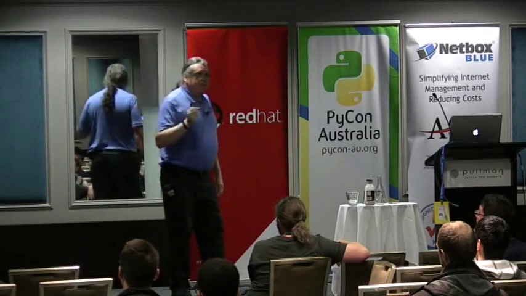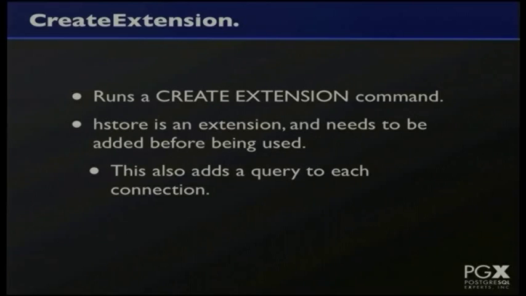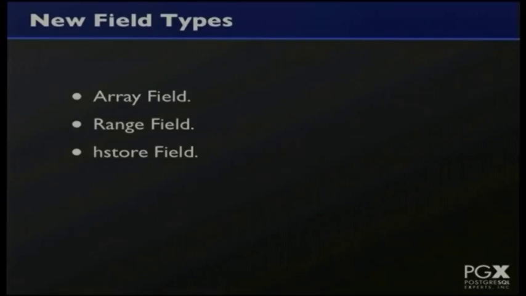One other thing to know about using hstore, and we'll talk about this in a bit, is if you use hstore, every single time you connect to the database, you're going to get an extra query as part of the setup process. So be aware of that. So what we get in 1.8 are some new field types, specifically array field, range field, and hstore field, and those are those three.